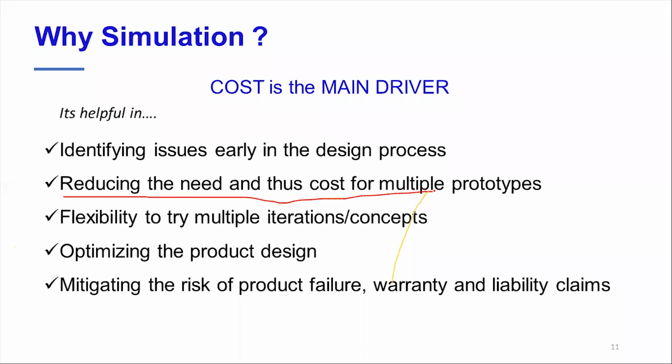Then there is reducing the need, and thus the cost, of multiple prototypes. You may not really want to test multiple prototypes. Rather, out of 10 brackets, you would pick just 2 or 3 brackets and test them. And then there is flexibility to try multiple iterations and concepts. Because you don't have to build a prototype and test it, you have the luxury. I'm not saying simulation software comes free of cost, but once it is established, it is cheaper than your testing. So you have the luxury to try multiple iterations.